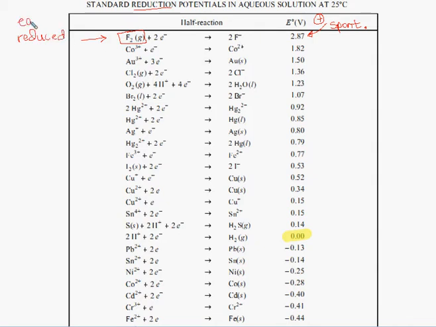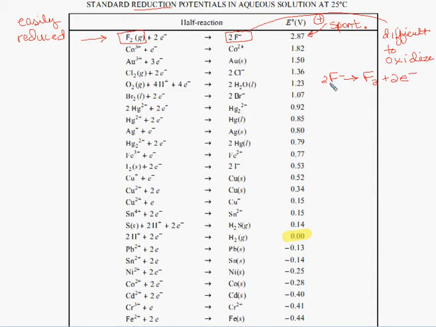So the item that is most easily reduced on this table is the fluorine molecule. Not only does it tell you that fluorine will easily be reduced to fluoride, it also tells you that fluoride is going to be very difficult to oxidize. So you can see that we're looking at this table in both directions. The first direction being from reactants to products in terms of reduction, and the second one being from products, in this case fluoride ions, to reactants, which would be the fluorine molecule.